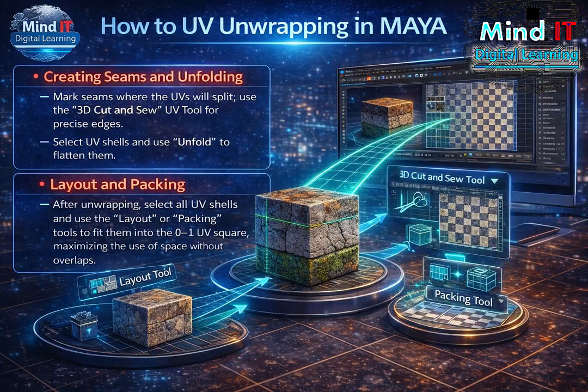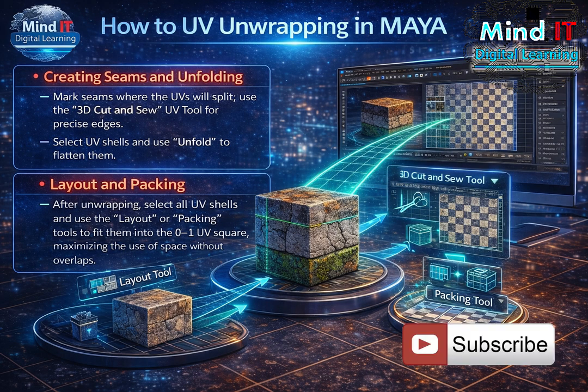Creating seams and unfolding. Mark seams where the UVs will split. Use the 3D Cut and Sew UV tool for precise edges. Select UV shells and use Unfold to flatten them. Check and fix distortion with a checker texture in the UV editor. Layout and packing: after unwrapping, select all UV shells and use the layout or packing tools to fit them into the 0-1 UV square, maximizing the use of space without overlaps.